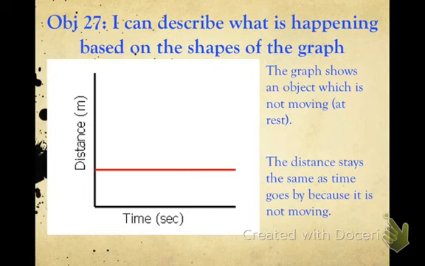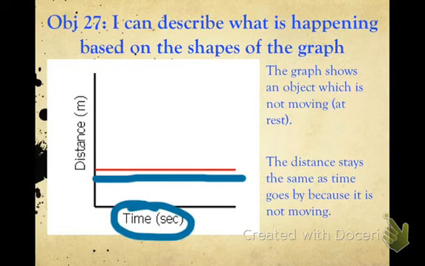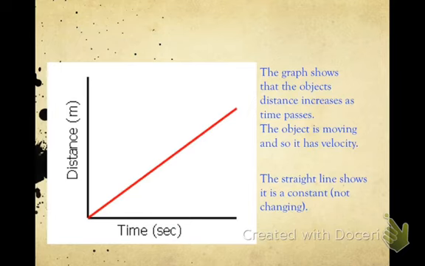Okay, continuing on. Objective 27, we're going to look at some different types of graph, and we're going to describe what's happening based on the shapes. You can see with this graph that the line is straight across. That means our distance is staying exactly the same even though our time is increasing. Okay? So basically, whatever they're graphing here, the object, it's not moving, it's at rest. Because the distance is staying exactly the same. That means it started at this distance and it's staying right at this distance even though time is increasing. Okay, let's look at the next one.